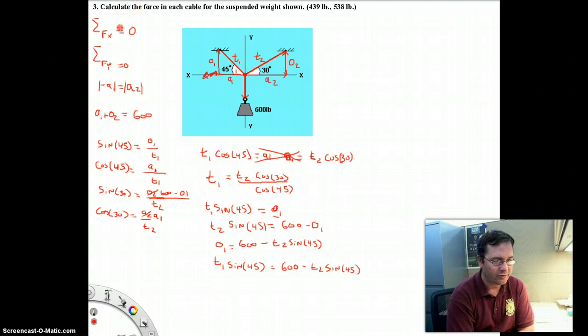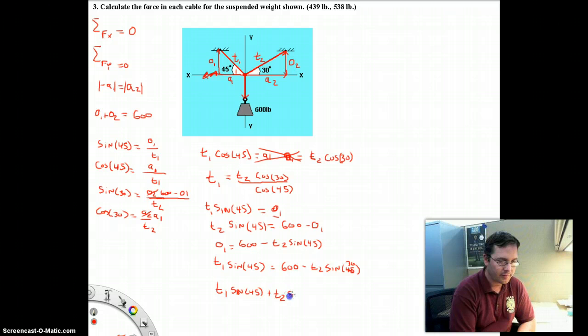And a slight correction there, though. This is T2 sine of 30 degrees, not sine of 45. Otherwise, everything would just cancel right out. So the question now becomes how to relate all of these three pieces. So now it just becomes a matter of some algebraic manipulation. We're just going to push this thing around. So T1 sine of 45, and then I'm going to add this T2 function, T2 sine of 30, equals 600.